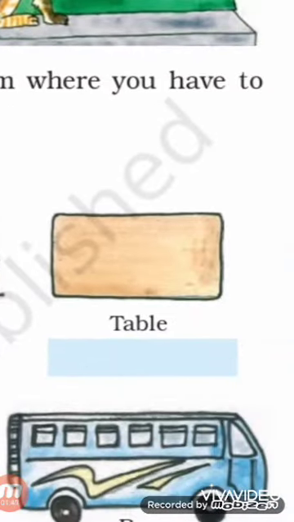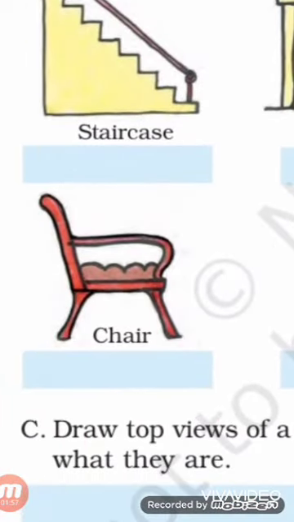Third picture is a table. As I have explained to you on the earlier page, here you cannot see the four legs of the table, right? You can only see the upper part of the table. Means it is the top view. So in the box we will write top view. Next is a chair. Here you can see the whole picture of the chair properly. Means it is the side view of the chair. In the box we will write side view.